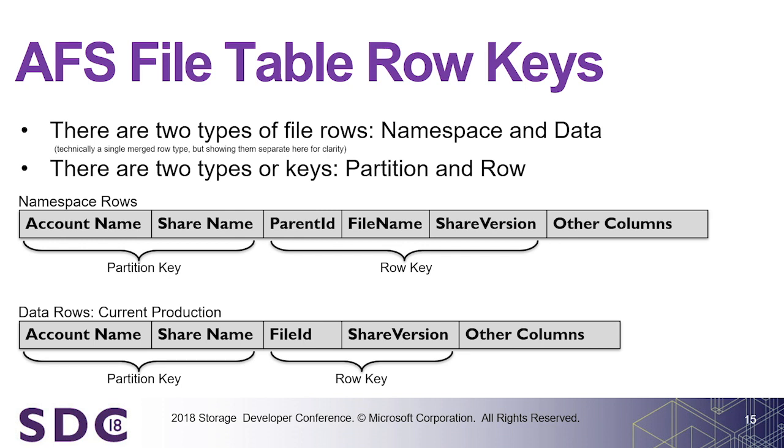The namespace rows are partitioned by account name, share name, and then the row keys. This is how we basically do dirs and parent ID and file name. Share version, that's for share snapshots. So the idea is that anytime you take a snapshot and you reopen a file, we're able to go and create new share versions, and that's how we create this kind of almost illusion of volume-based snapshots, because we're not actually a block storage.